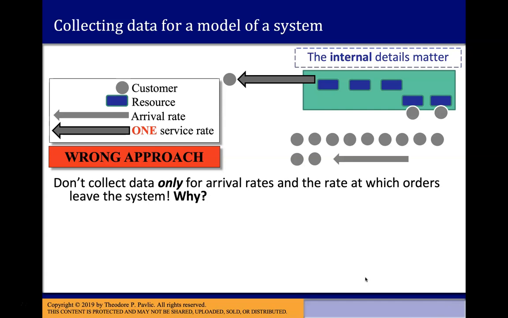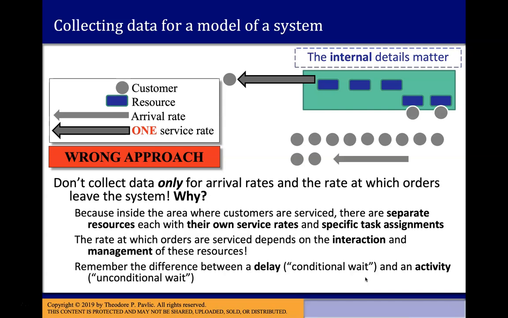So we think we're measuring activities, but in reality, we're measuring delays. So the inside details of exactly where the activities are and where the delays are matter. We really need to see where the customers interface directly with the resources. The resources are like the people taking the customer's orders. The resources are the people making the customer's food.